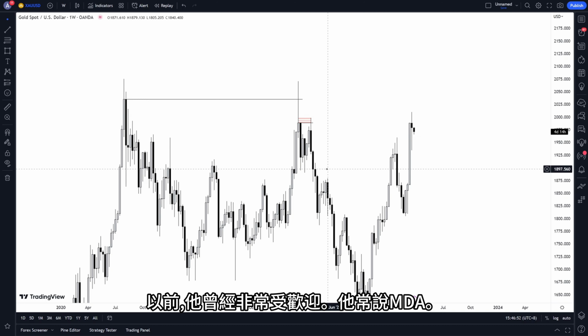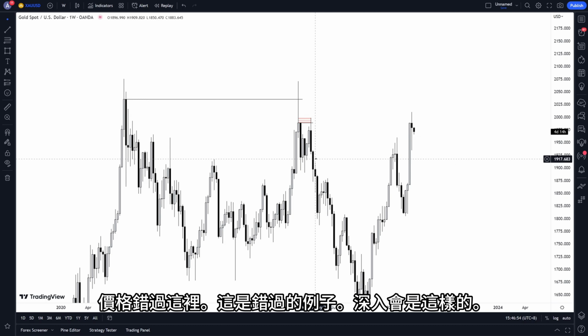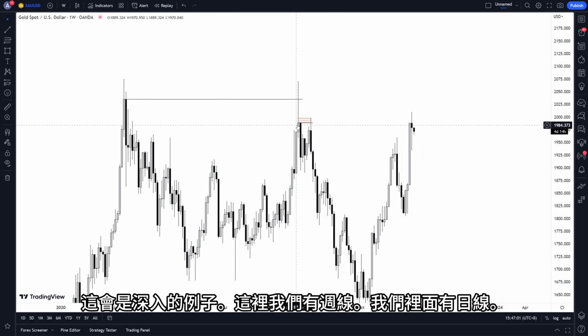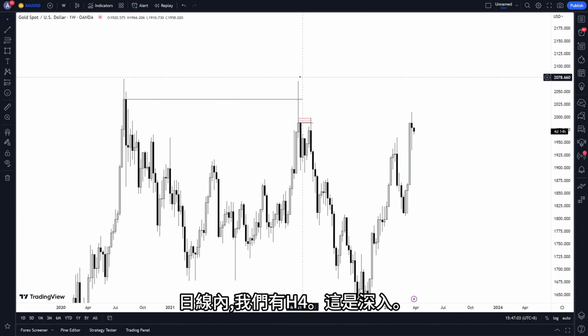Like Aleph Awang last time, he used to be very popular. He used to say missed, deep, accurate, right? MDA. Price missed here, right? This is an example of missed, right? Deep would be something like this. This would be an example of deep.